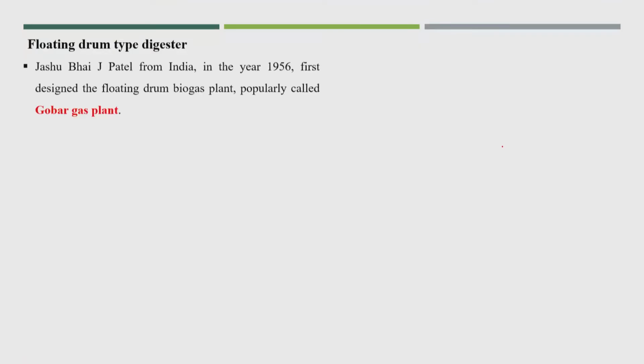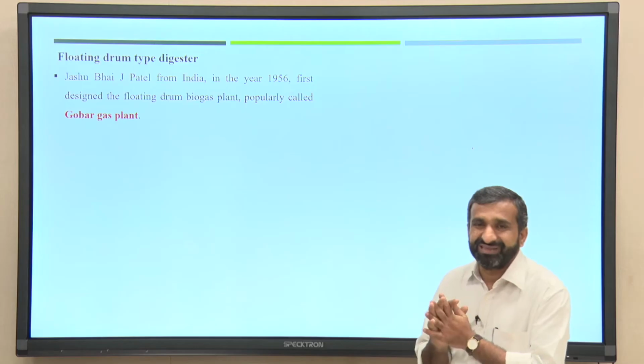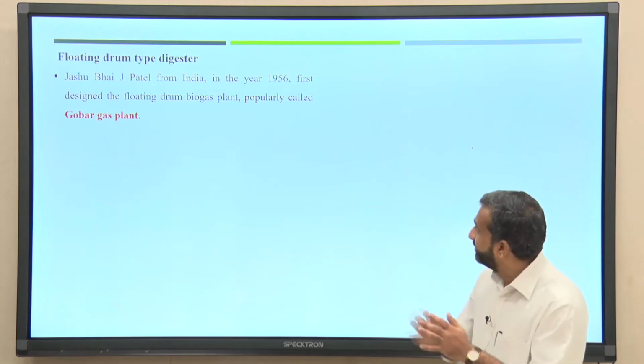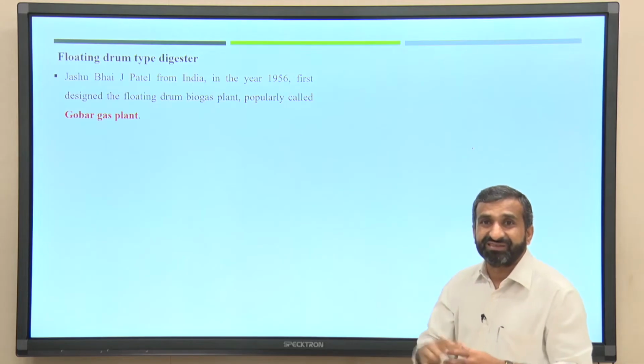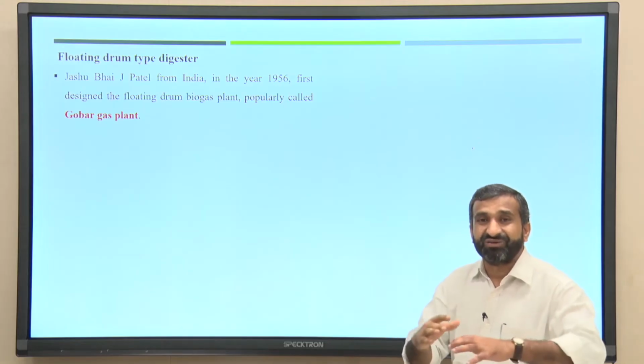Now, the next reactor is the floating drum type of reactor, or the Indian kind of reactor. In India, the first time, Jashu Bhai Patel, you need not remember that, but it was a long time back, in 1956, this person first designed the floating drum biogas plant, which is popularly called the Gobar gas plant.